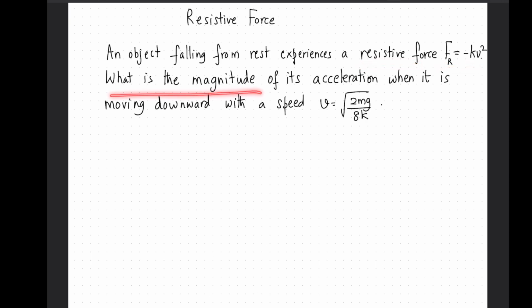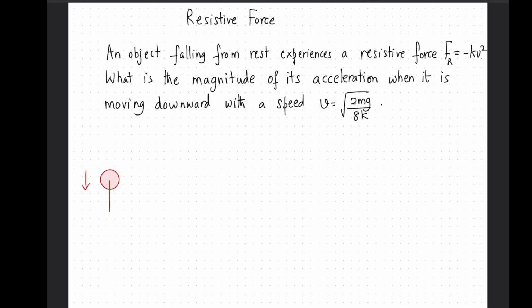What is the magnitude of its acceleration when it is moving downward with a speed of v equal to root of 2mg over 8k? So the object is moving down. That's the direction of its motion.